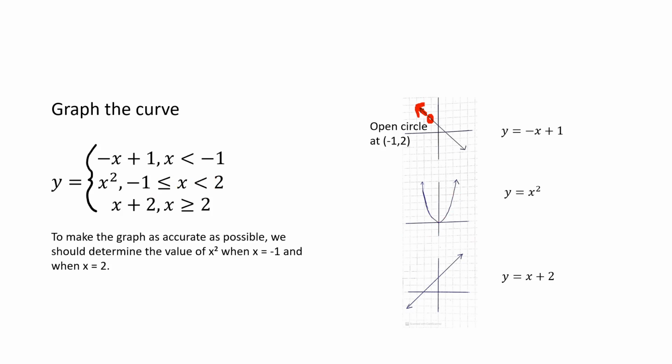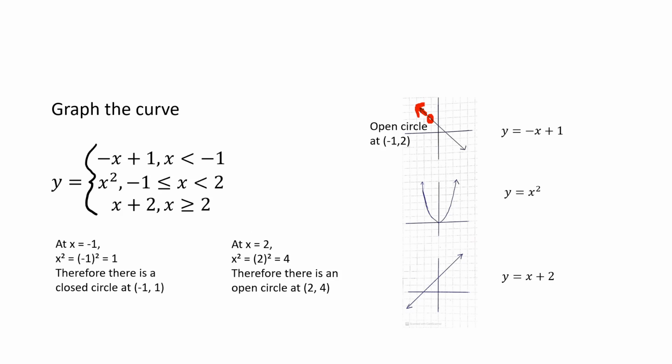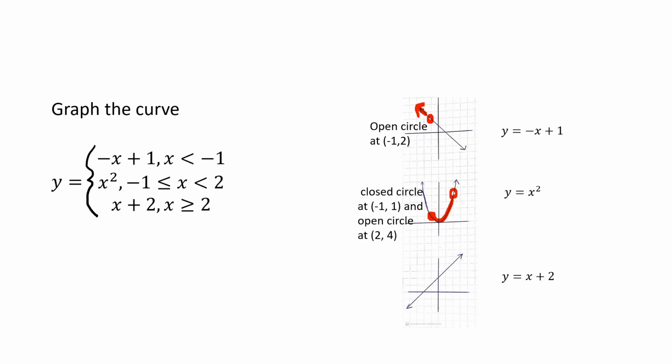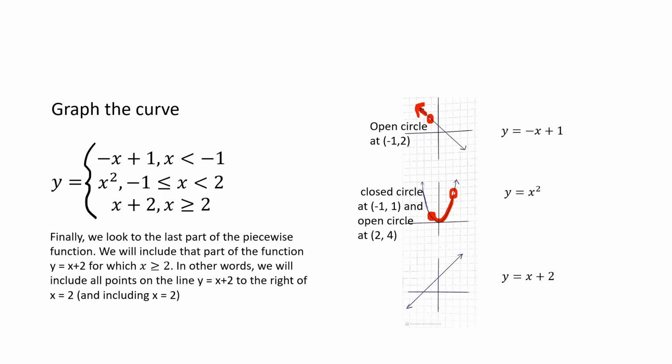Now, to make the graph as accurate as possible, we're going to determine the y-coordinate of the closed circle and the open circle. So when x is negative 1, what does x squared equal? It equals 1. And when x is 2, what does x squared equal? It equals 4. So that tells us that we've got a closed circle at (negative 1, 1) and an open circle at (2, 4).